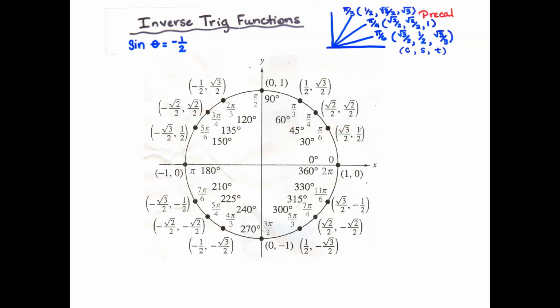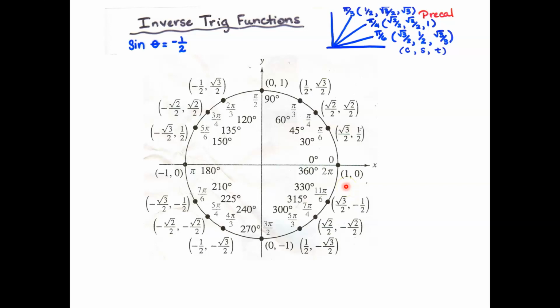All right, we want to look at inverse trig functions today. If we were to look at the unit circle to determine where sine theta is equal to -1/2, we could narrow that down a little bit because we know sine is negative in the third and the fourth quadrant. So that would narrow it down to the bottom half of our circle down here.